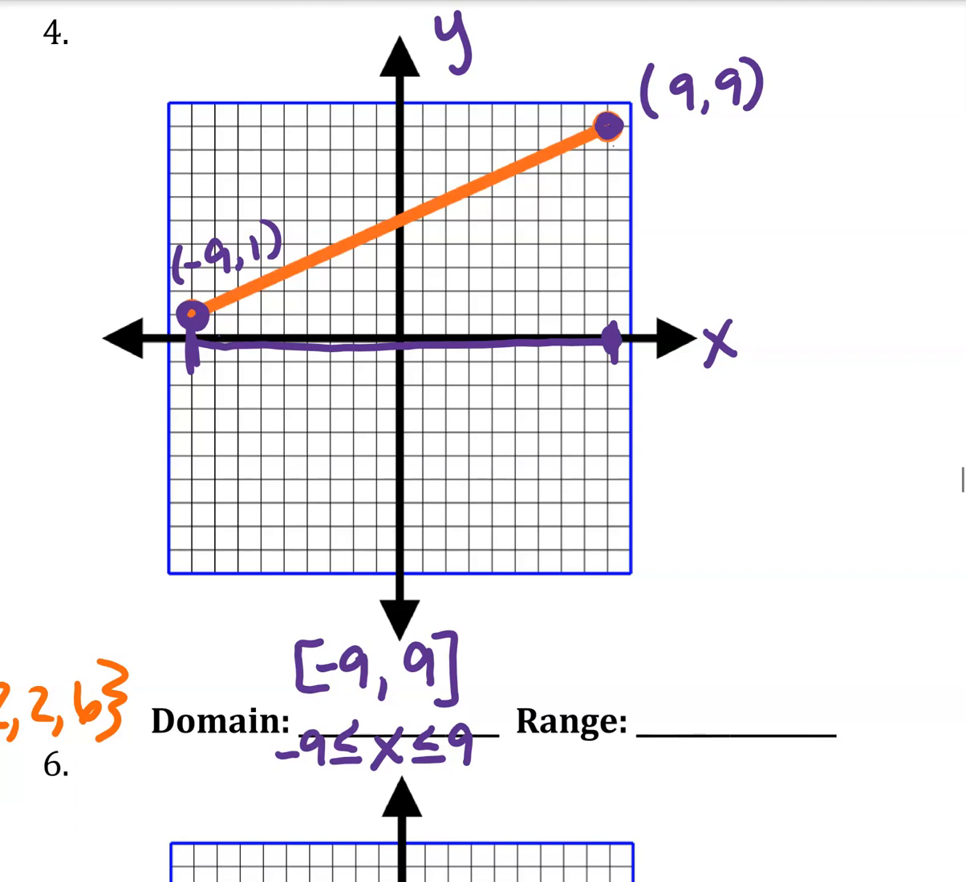Same thing with the range. Now the ranges are the y's, so I'm going to start with my smallest y. My smallest y is 1, so I'm going to put bracket 1, comma, biggest y, which is 9. Or I'm going to use my inequality. I'm talking about the y's, so this time I'm going to put y in the middle. I'm going to put my smallest on the left, biggest on the right, and then put the inequality signs in there, the less than or equal to. So this is saying y is in between 1 and 9.